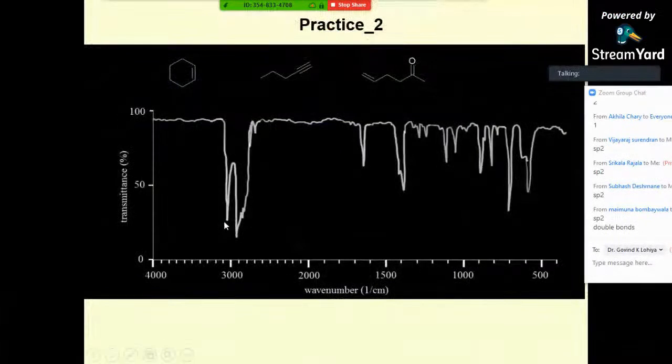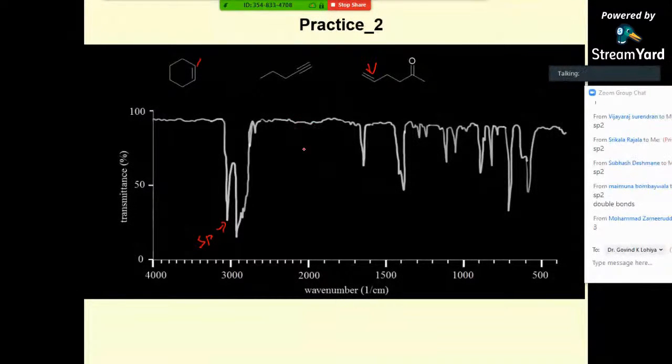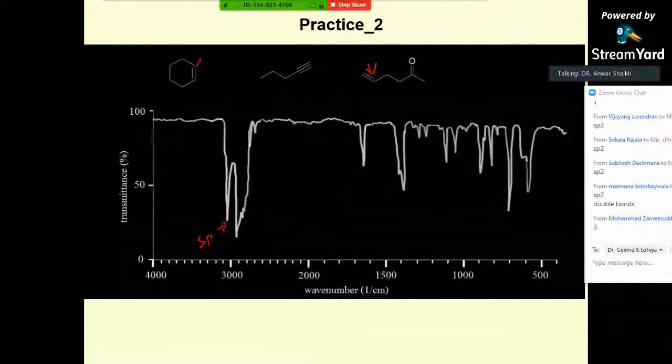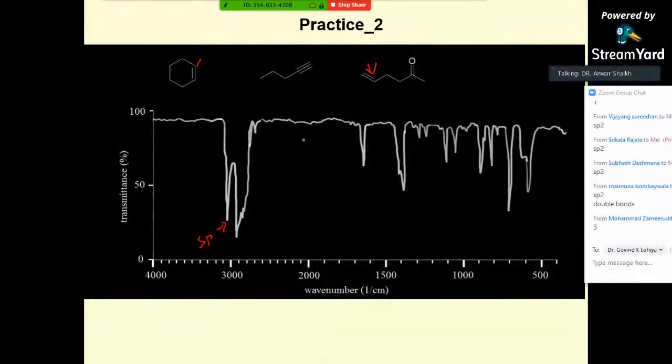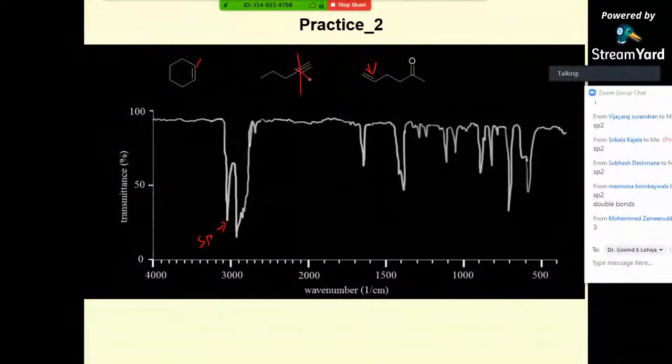So this peak may be due to the sp2 double bond. You can see the double bonded sp2 is present here, and double bonded sp2 is also present here. As there is no peak in the triple bond region, around 2000, we can rule out this molecule. So there is less possibility of this molecule.